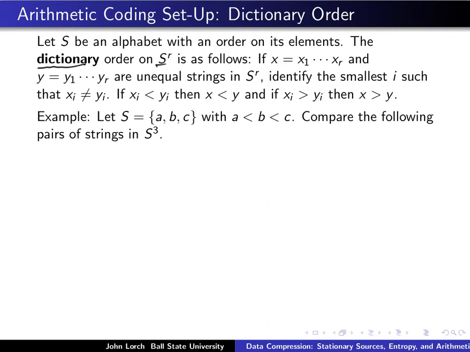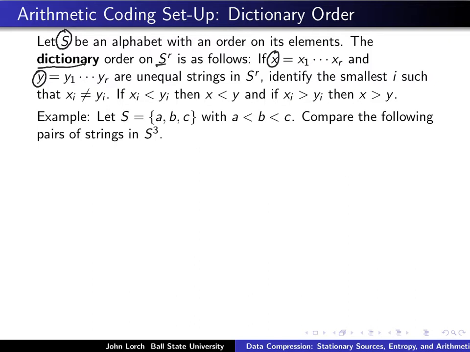So we begin with an alphabet S, and we're going to put an order on its elements, meaning there's going to be a smallest one and then a next smallest and so on and so forth up until we have a largest element. Now the order on strings of length R, called the dictionary order, works like this. Suppose we start with two strings, X and Y, that are different strings, and in order to compare which one is bigger or smaller, we're first going to identify the first or smallest index I where X sub I differs from Y sub I.